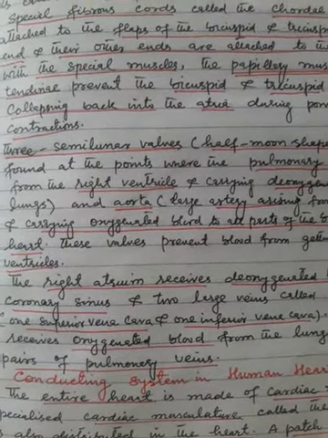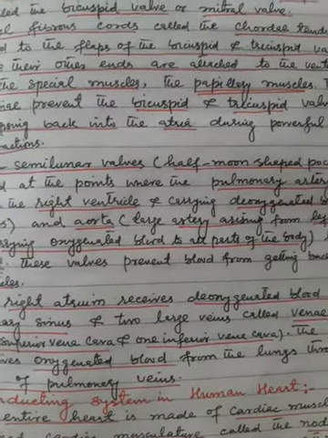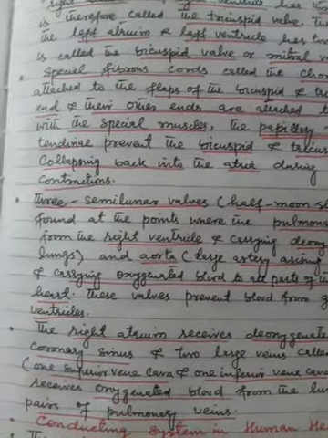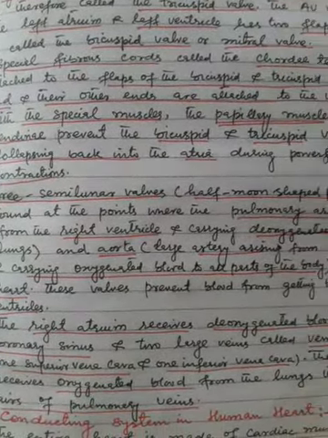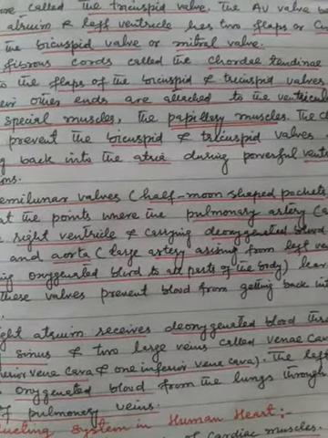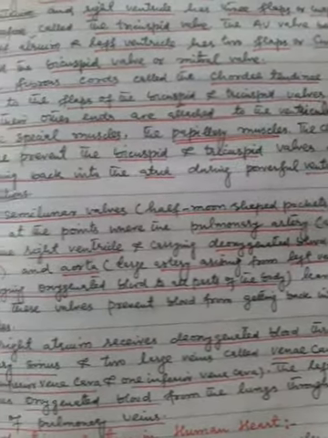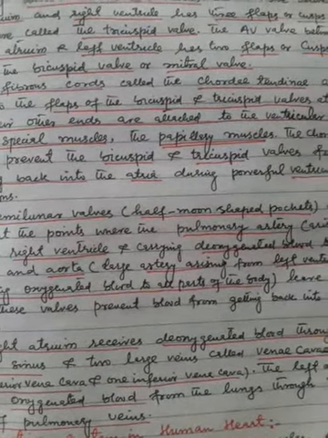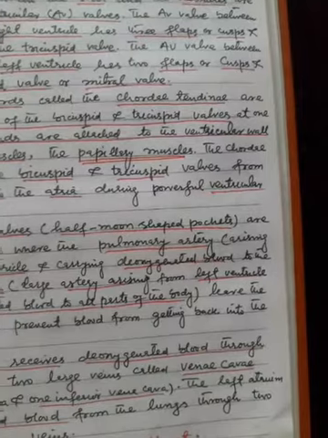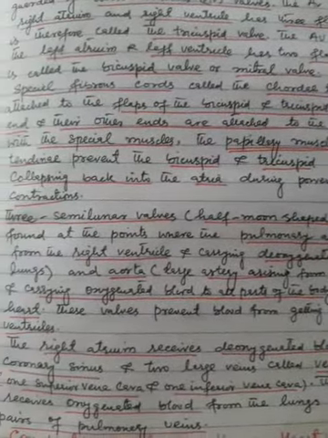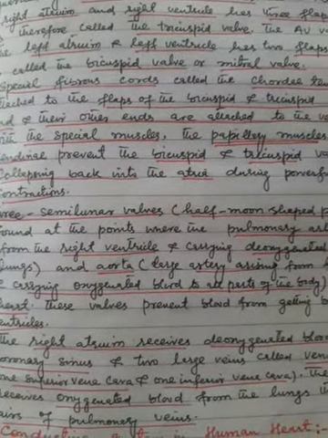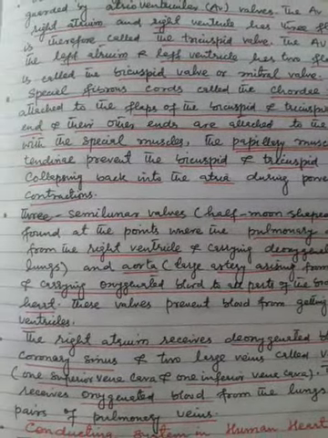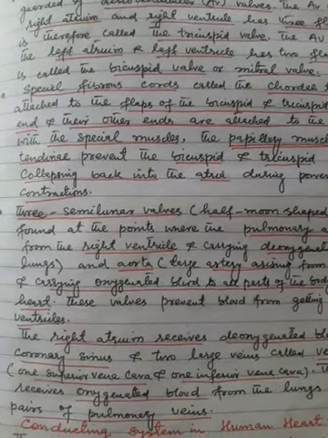The right atrium receives deoxygenated blood through the coronary sinus and two large veins called vena cava, one superior vena cava and one inferior vena cava. The left atrium receives oxygenated blood from the lungs through two pairs of pulmonary veins.